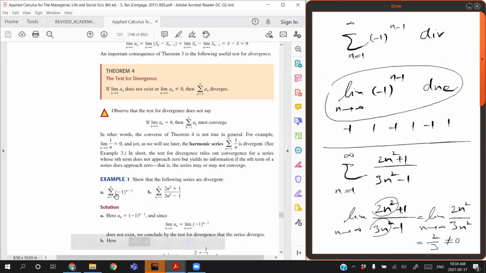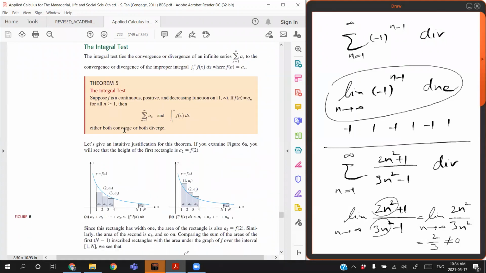So by the test for divergence, we know that if this limit does not exist, or if it is not 0, then the series would be divergent. So this series is also divergent. Again, I want to emphasize that this test is only useful if the limit is not 0 or if the limit does not exist. If the limit is equal to 0, then you know nothing about that series.